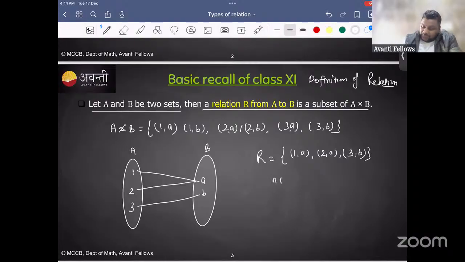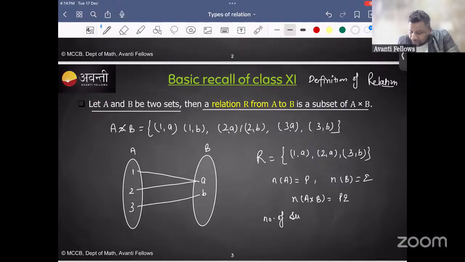Now, if the number of elements in A is P, the number of elements in B is Q, then the number of elements in A cross B is PQ. So the number of subsets of A cross B will be 2 to the power PQ.